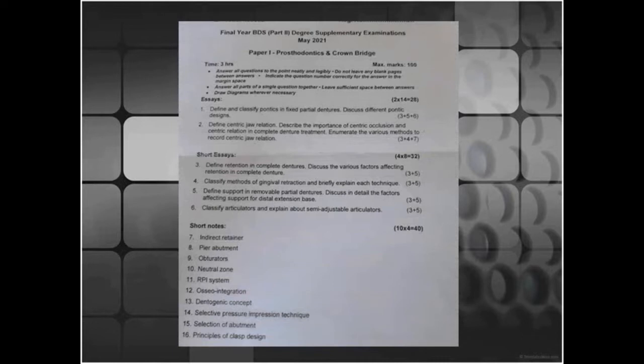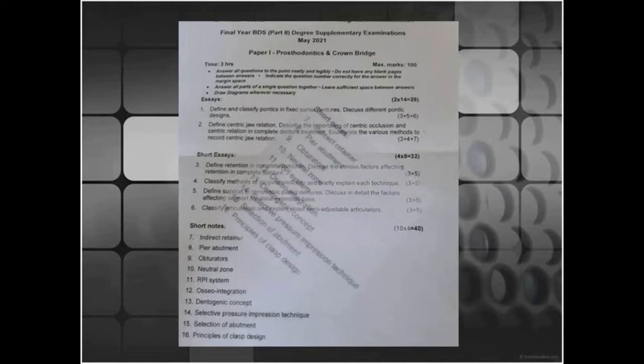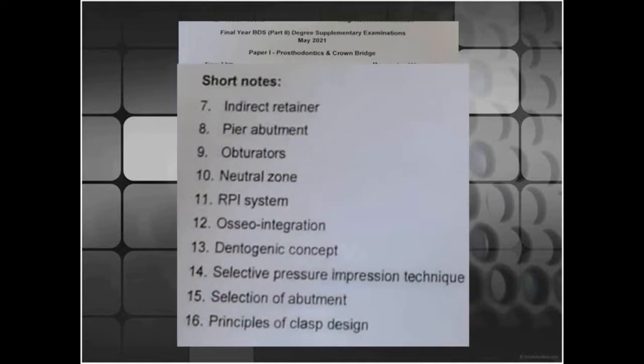So this is the second part of our question paper solving session, and we are discussing the final year BDS part 2 degree exam of Kuhas University of May 2021. We are focusing on the short note section, and we have completed the indirect retainer in our part 1. The next topic to be discussed is the pier abutment.